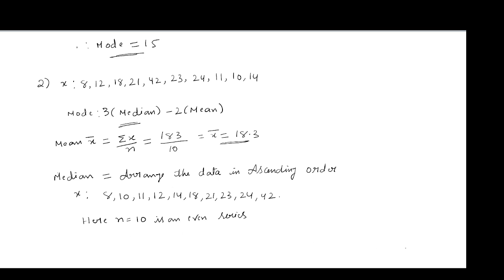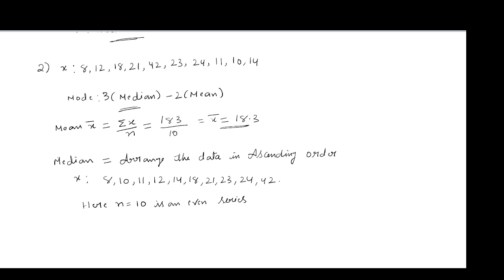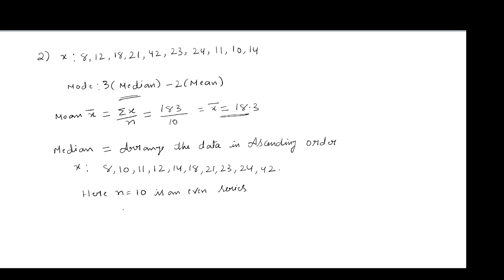If it is an even series, how to find out median? We have to use n by 2. Median can be calculated by using the formula n by 2. So n is 10. 10 divided by 2 is 5. That means the fifth value from the left hand side as well as the right hand side after arranging the data gives the value of median. So which is the fifth value? First I am counting from the left hand side. So this is 1, 2, 3, 4, 5, 18. 18 is the fifth value.